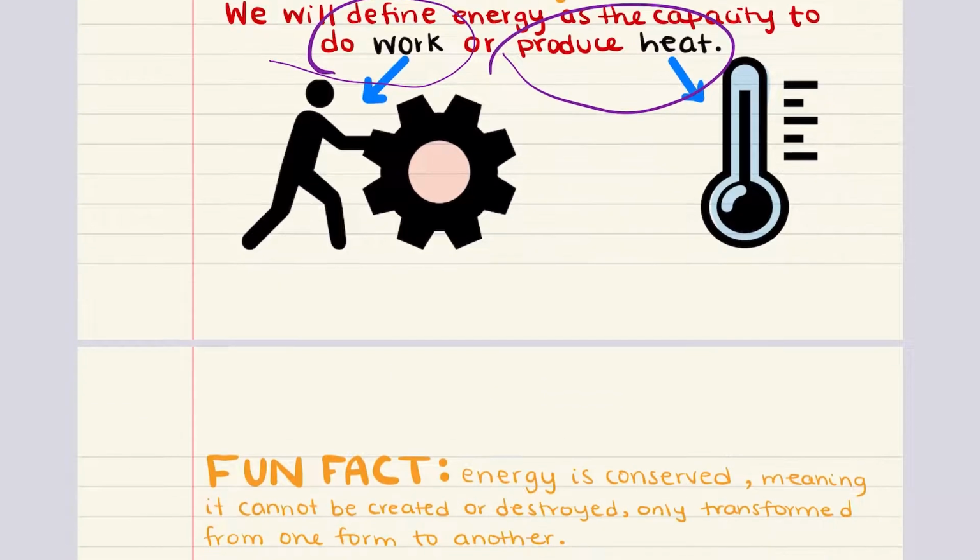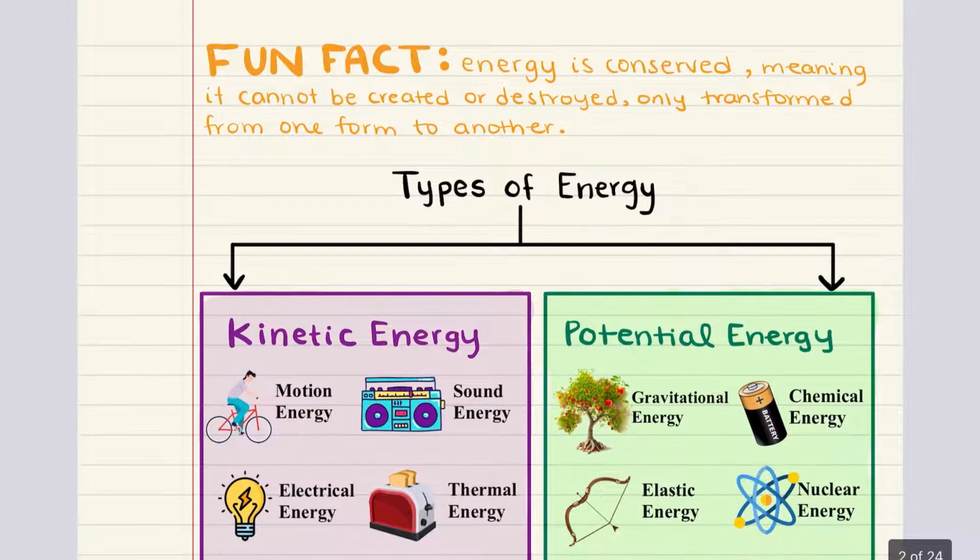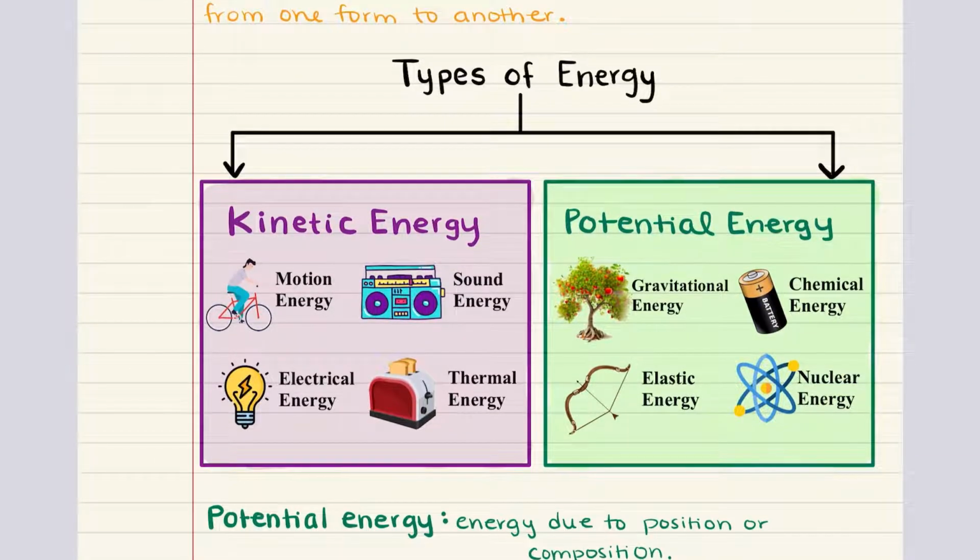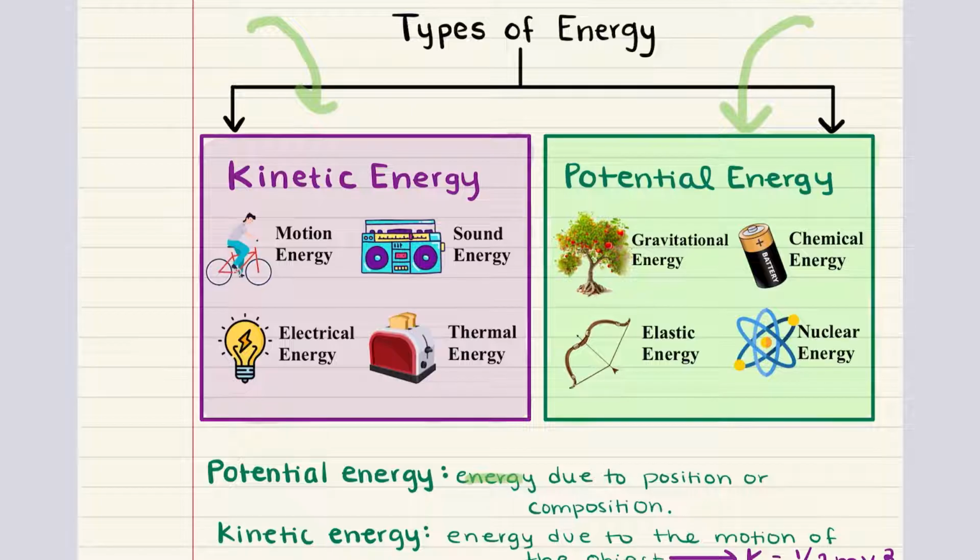Now, one of the most important characteristics of energy is that it is conserved. This means that energy can be converted from one form to another, but it cannot be created or destroyed. That is, the energy of the universe is constant. Now, energy can be classified as either potential energy or kinetic energy. Now, potential energy is energy due to position.